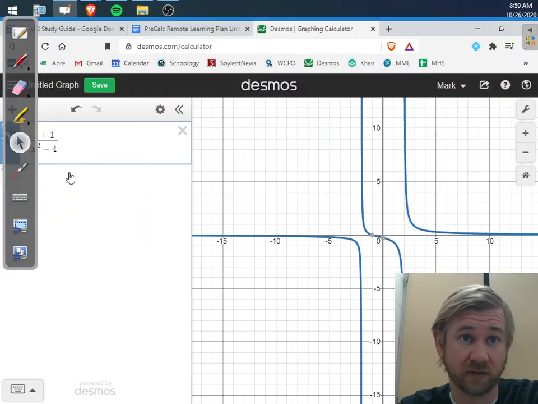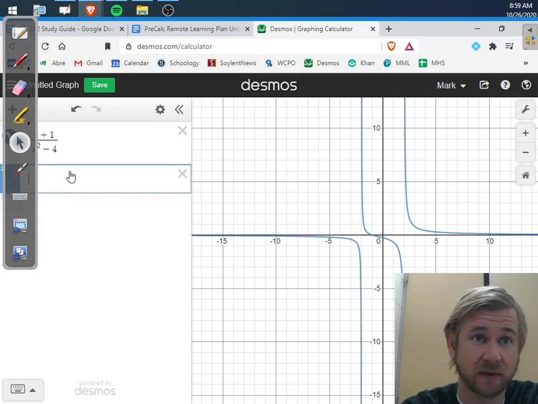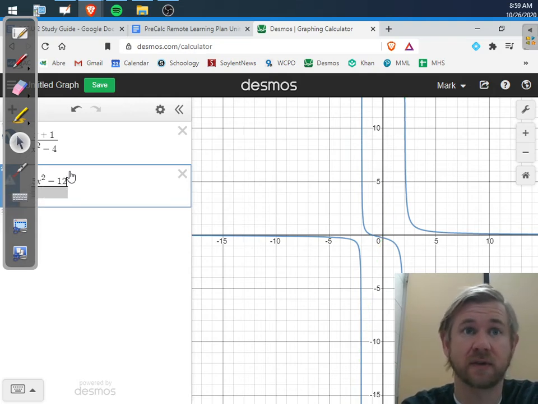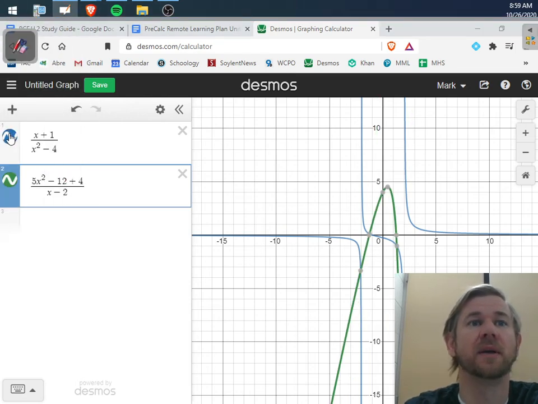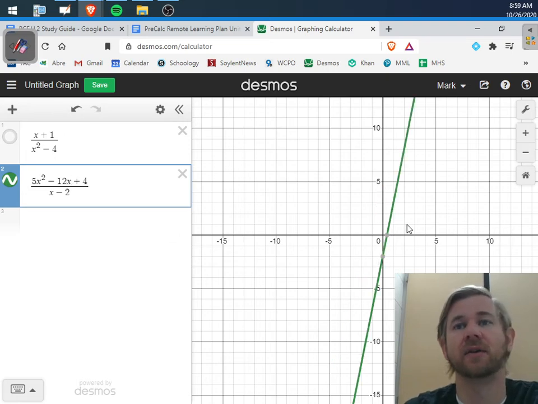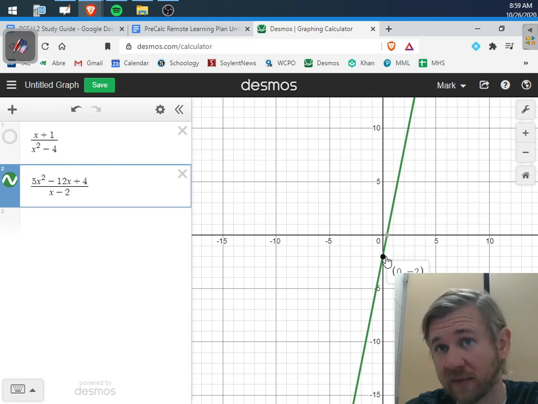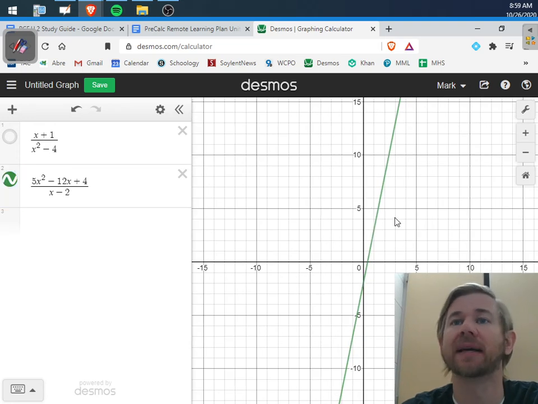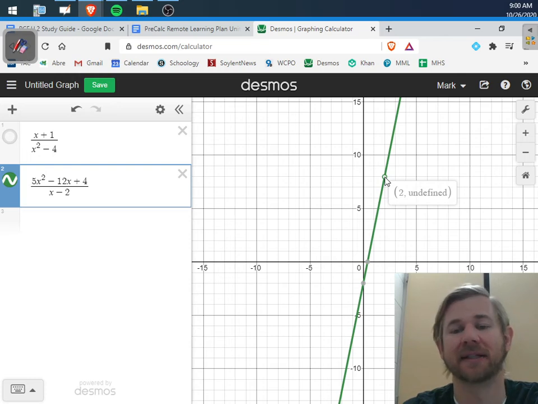Let's graph it in Desmos. 5x squared minus 12x plus 4 over x minus 2. And, wait a minute, hold on. I'm missing an x. 12x. There we go. All right, so you can see I've got my line starts at negative 2, the y-intercept, and it goes up 5 over 1 right there. So there's that other point I drew. But then at x equals 2 right here, yep, right there. There's your hole in the graph, your removable discontinuity. And that happens because the factors canceled out.